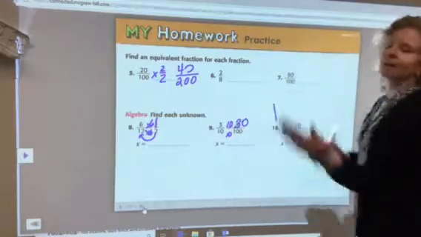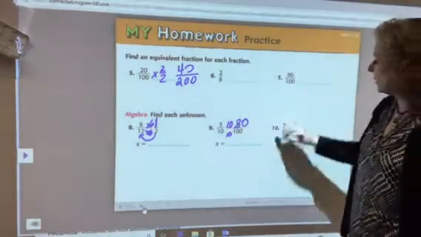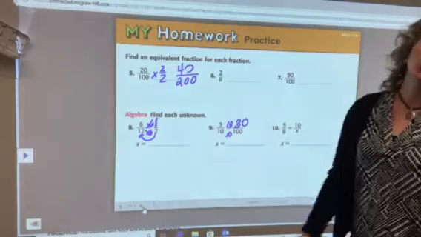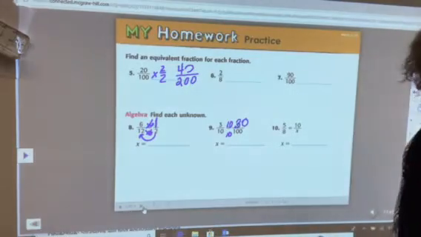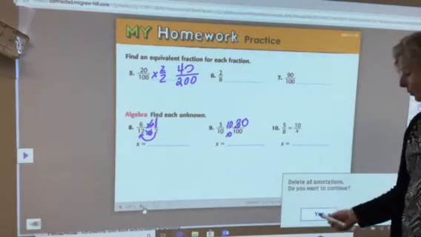I'm going to give you a variety of these problems and let you practice finding equivalent fractions. Don't forget to put your name on your paper.